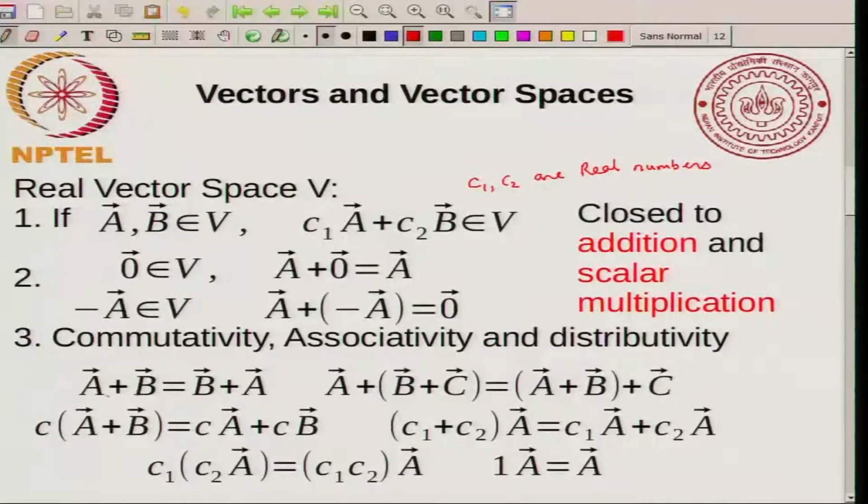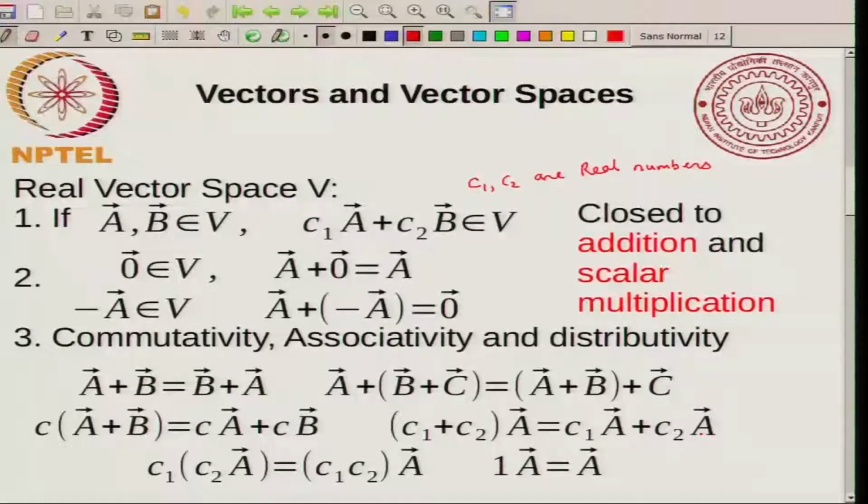So vector space addition is commutative, so if you take a plus b, it should be equal to b plus a. Similarly it is associative, if you take a plus b plus c, I can write that as a plus (b plus c). Again these are fairly obvious. Similarly scalar multiplication is also distributive, so suppose I take c into (a plus b), I can write it as ca plus cb. Alternatively if I take (c1 plus c2) and multiply by a, I can write it as c1a plus c2a.